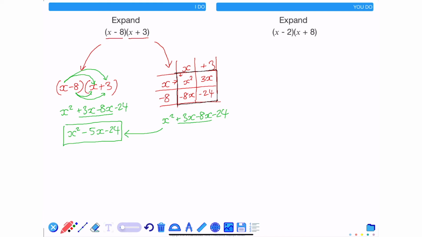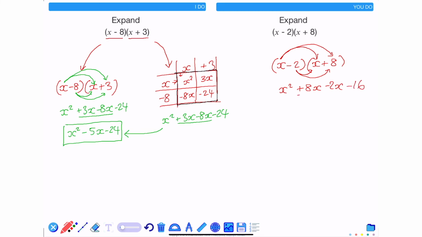So like with the previous question, the contents of x minus 2 needs to be multiplied by the contents of x plus 8. For this example, I'm just going to use the claw method. So, multiplying x and x together gives me x squared. x times 8 is 8x. Negative 2 times x is negative 2x. And negative 2 times 8 is negative 16.